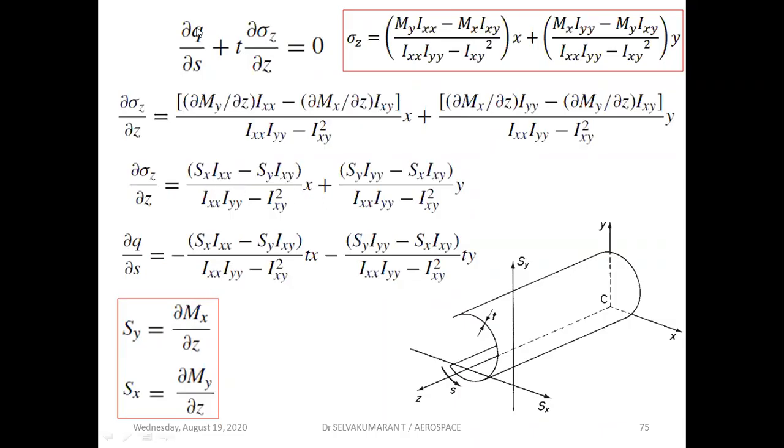Okay, now ∂q/∂s is equal to minus t into ∂σz/∂z. We are introducing this ∂σz/∂z in this equation and taking it to the other side, so minus t. See here, t is multiplied, and there is also a minus sign. Both places you will get a minus sign because we are taking this to the other side of the equal sign.